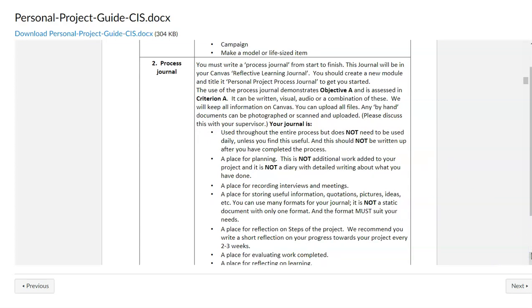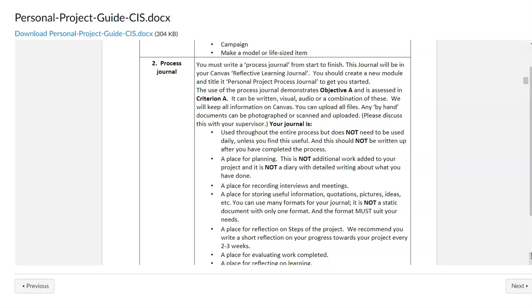This journal is a bit like a diary of your progress. It can be stored in your Canvas Reflective Learning Journal, or it can be stored in a OneNote. You should create a new module or a new page and title it Personal Project Process Journal to get you started. The use of the process journal demonstrates Objective A and is assessed in Criterion A. There are lots of different formats, and it can be written, visual, audio, or a combination of these.